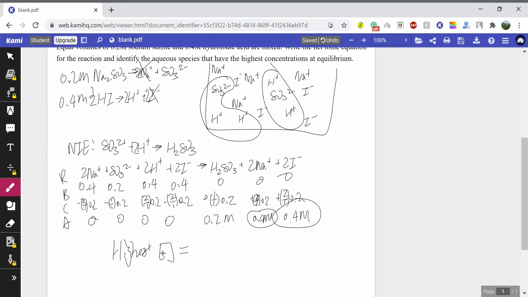So the ones with the highest concentration will be Na plus and I minus. We don't need to really include the coefficient. So the two substances that have the highest concentration at equilibrium are Na plus and I minus.